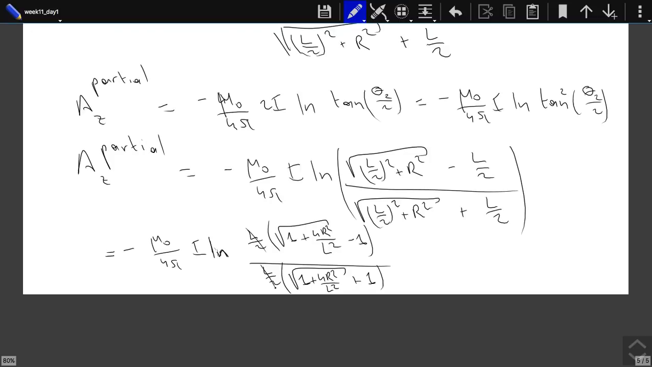Now here there is a square root. I take L over 2 squared out of that square root and it gets out as L over 2. What remains is 1 plus r squared. I took out the L squared over 4, so 4r squared over L squared. Minus 1, well, basically the same thing with a relative plus sign.